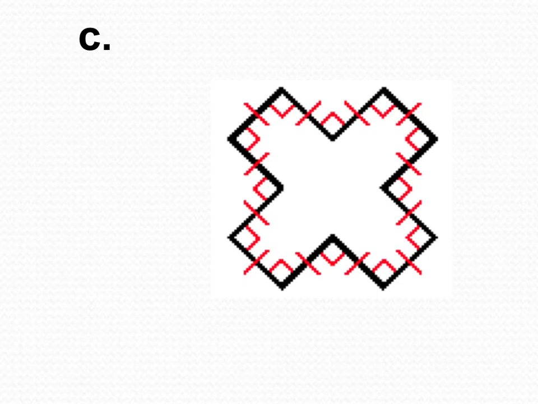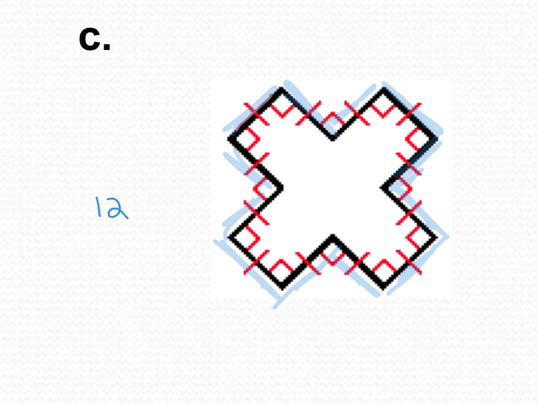Start looking at all of these angles here and all of the sides. So let's start counting. Maybe I'll highlight, I'll do it in blue. 1, 2, 3, 4, 5, 6, 7, 8, 9, 10. So I've got 11, 12. I've got 12 sides. So the name for a 12-sided figure is a dodecagon.